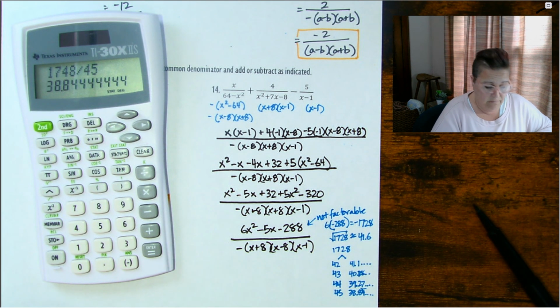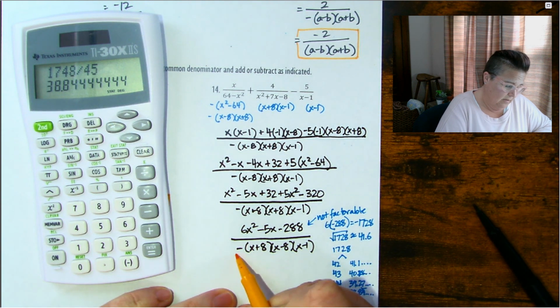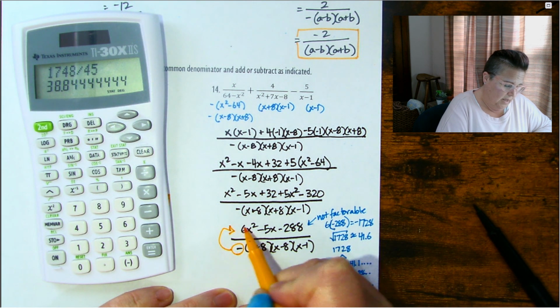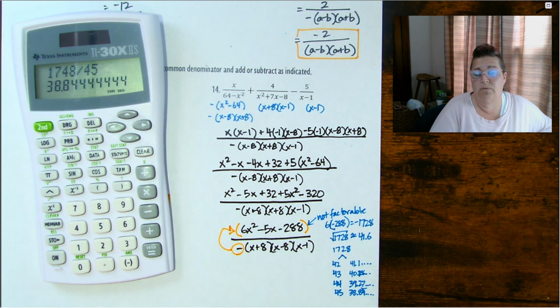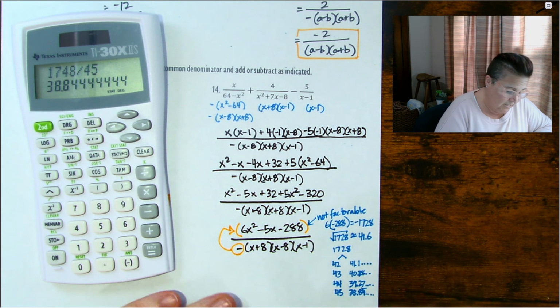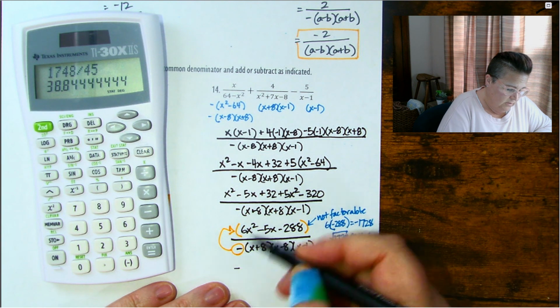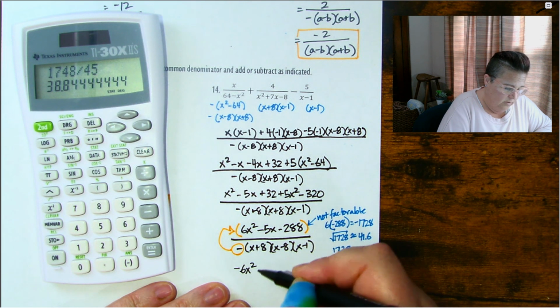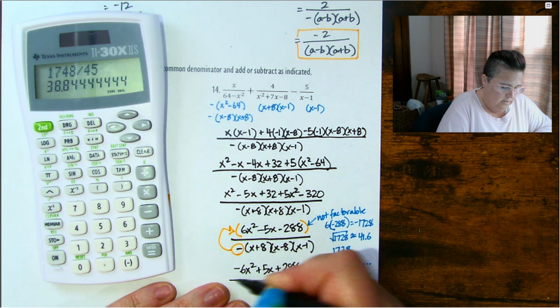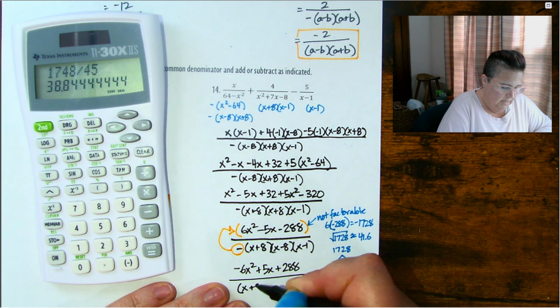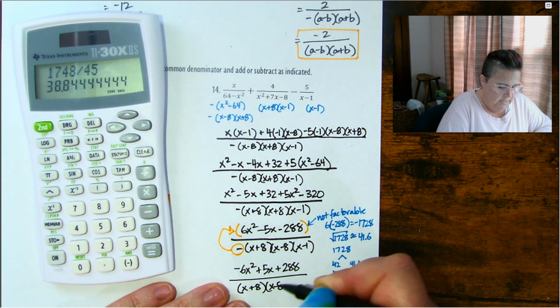The only thing I might do is take this negative and move it up top before I consider myself done. Just remember that I have to multiply each term by that negative. So this could be a negative 6x squared plus 5x plus 288 all over x plus 8, x minus 8, x minus 1.